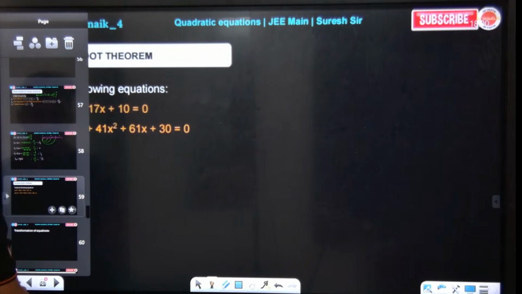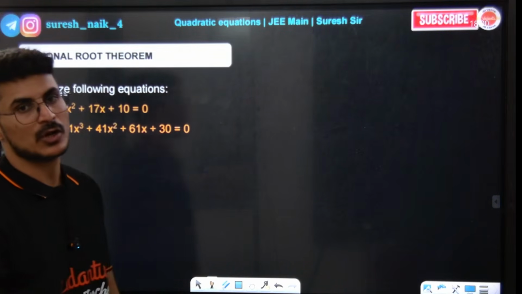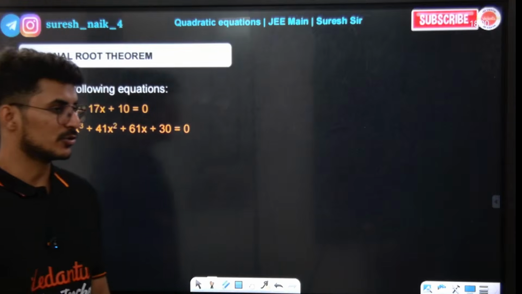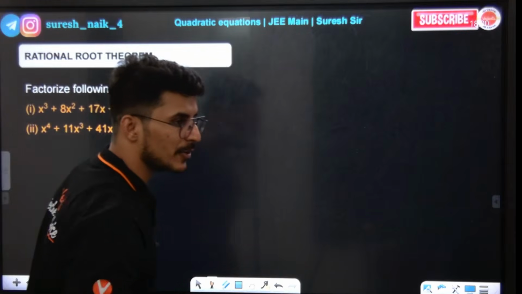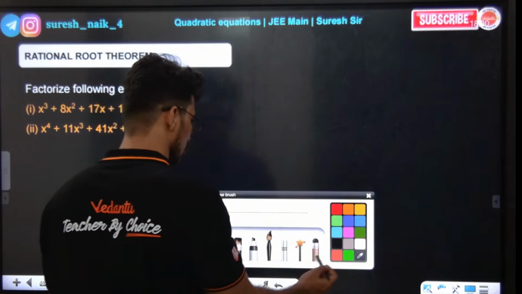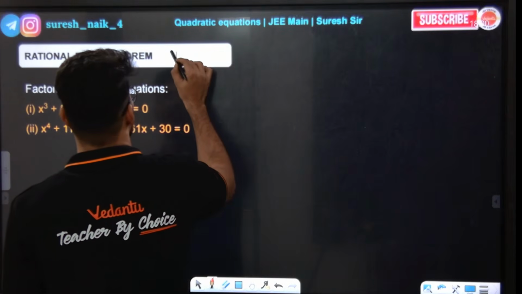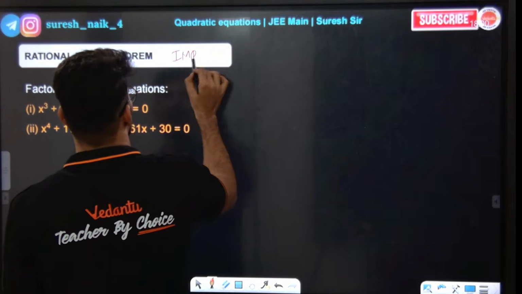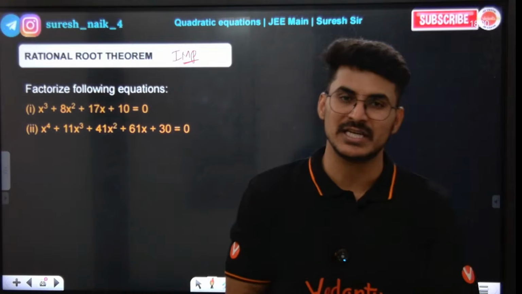Okay, yes, now we will talk about the rational root theorem. This is super important now. The rational root theorem is super important for solving JEE questions. Guys, what is the rational root theorem basically?